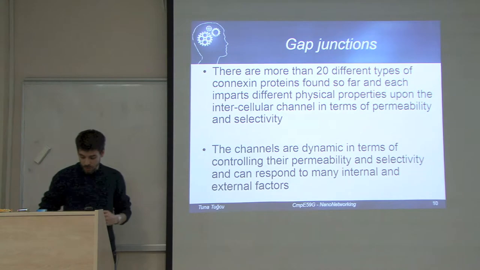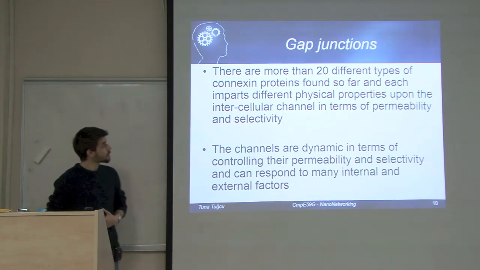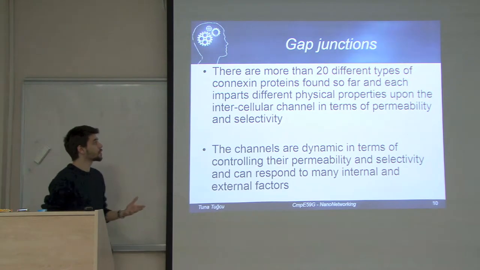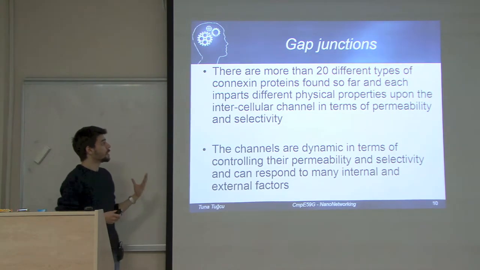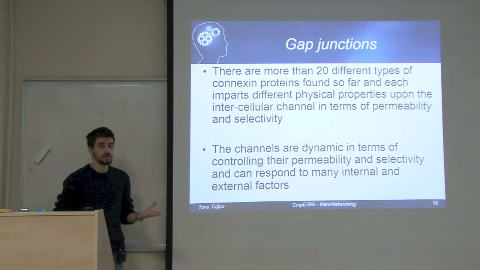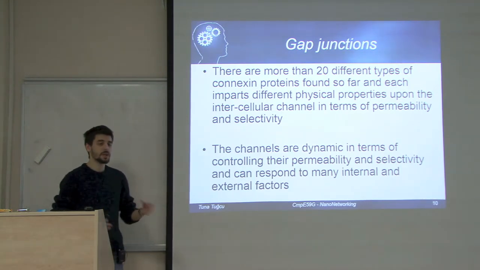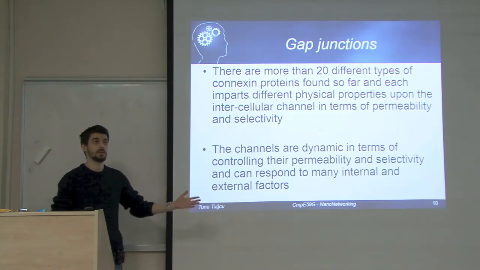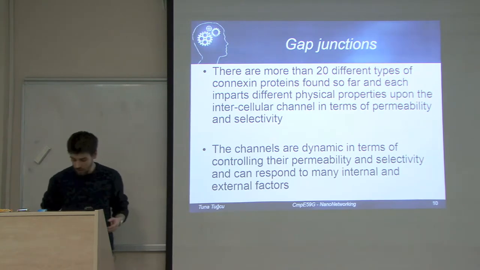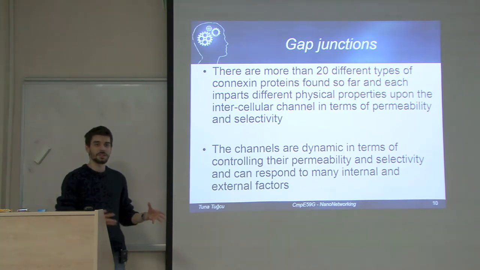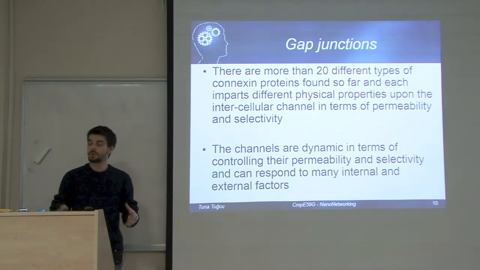There are more than 20 different types of connexin proteins found so far, and they have effects on the physical properties of these channels in terms of permeability and selectivity. So we can select which types of molecules are passed or not passed through these gap junctions. This is a very good property in terms of network construction, if you want to build something very specific to a field.